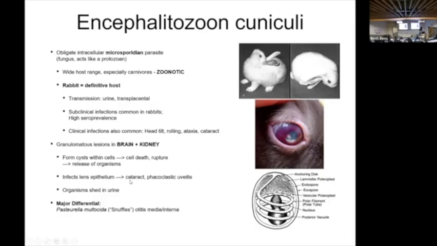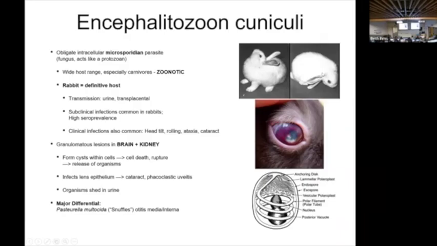So initially they'll present with a cataract. Once the infection is severe enough, it'll actually rupture the lens. So here you can see uveitis. Organisms are shed in the urine because lesions are primarily in the kidney. So this is the most common place to see gross lesions, in the kidney.